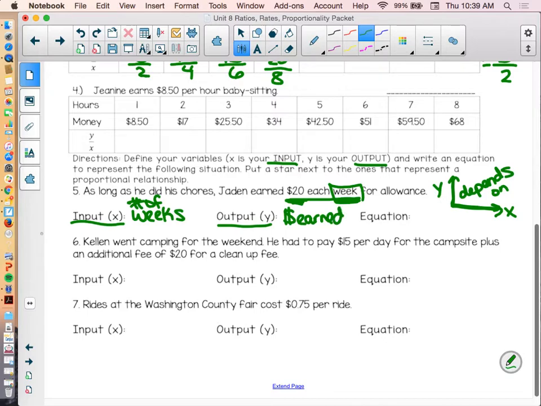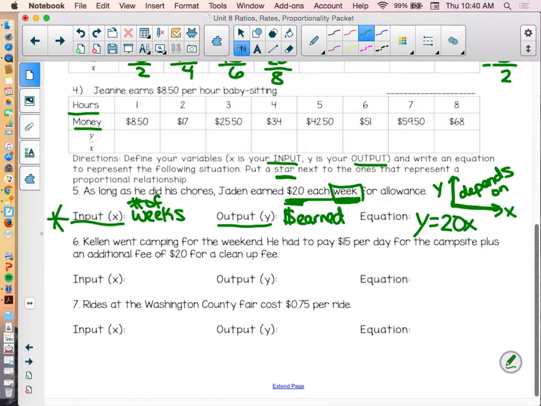So you're basically just writing what the variables mean. What does x mean? What does y mean in this situation? And you'll notice up in these problems, we decided for you. But now you have to make a decision on which is which. And then write your equation. Y equals, look at the number, 20 each. So 20x should be what it is. Please go ahead and go through and use the same directions on the other side. Notice it says put a star next to the ones that represent proportional. Is 20x proportional? Yes. So I'm going to put a star next to it.